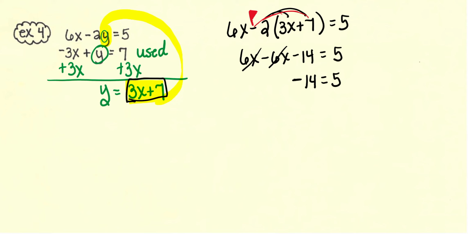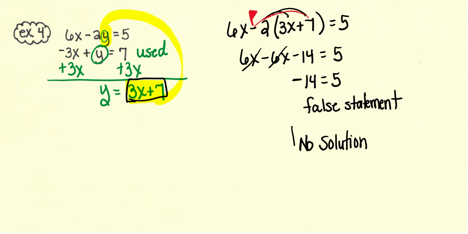Well, negative 14 does not equal 5. That is a false statement. When you get a false statement, that tells us that we have no solution. The answer is not false. Don't get confused with true and false test. But instead, because it's false, it tells me there is no solution. Okay, let's look at the last one.